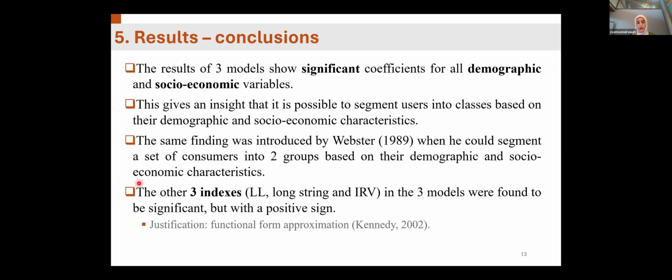Regarding the other three indexes we have used to classify the content non-responsive behavior, which are the likelihood, the long string, and intra-individual response variability, in the three models they were found to be significant, but with an opposite sign, which is not what we expected. One possible reason we could think of is the functional form approximation. This means when we are analyzing the data using few or no results, or just a very small data set, we could have this functional form approximation error.